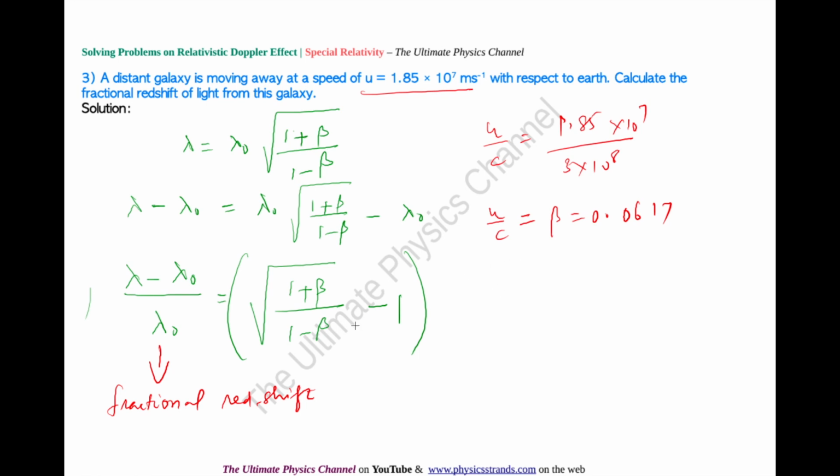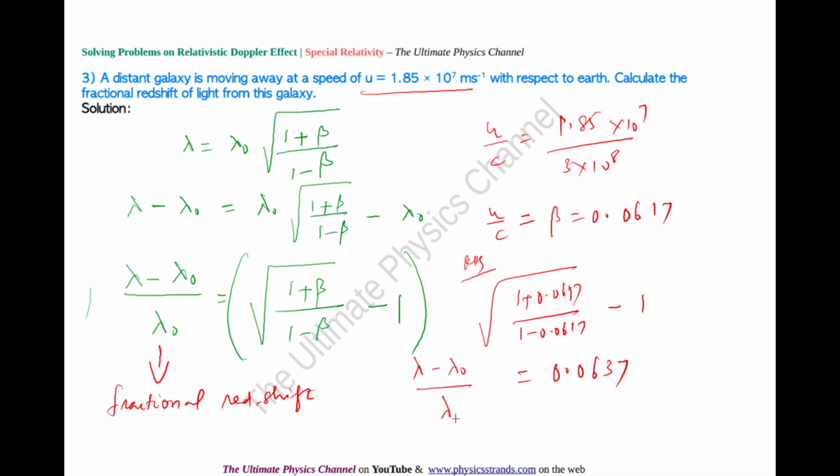Now we have 1 plus beta over 1 minus beta, the whole thing. So the right hand side, if I work out here, would be square root of 1 plus 0.0617 over 1 minus 0.0617, minus 1. And this whole thing turns out to be 0.0637, and that is our fractional redshift. So this is the answer in this case. Right. Let's move to the next one.